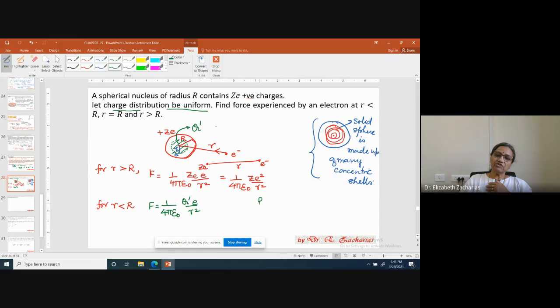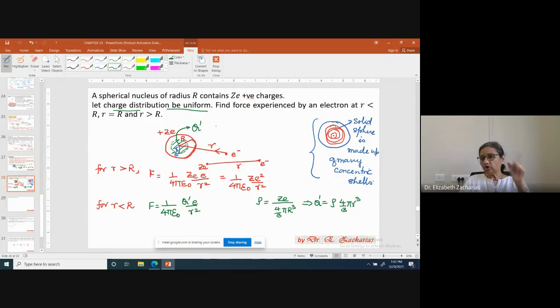Charge present in the total sphere will be equal to ZD. So ZD divided by 4/3 pi capital R cube is the volume charge distribution. Are you understanding this step, guys? Z is total charge. So total charge divided by total volume is the charge distribution, charge per unit volume. Now I want my Q prime. So what will be my Q prime? Q prime will be equal to rho into 4/3 pi small r cube.